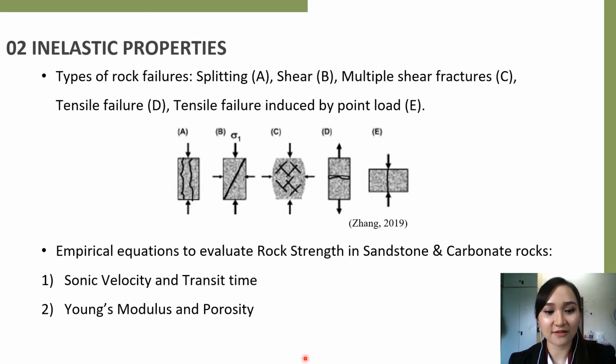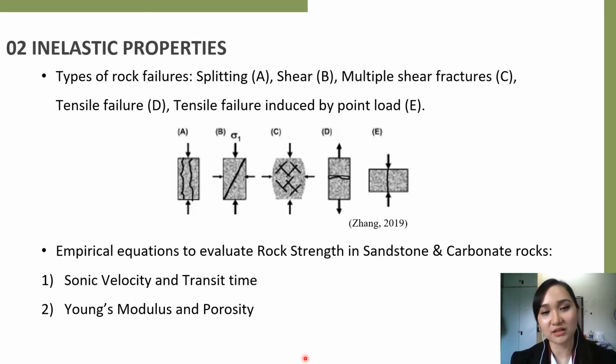Next, we have tensile failure. You can see in example B, there is a clean separation there. And finally, it is the tensile failure induced by point load. So this is the effect of compression between the line of loads. So that is about the types of rock failures.